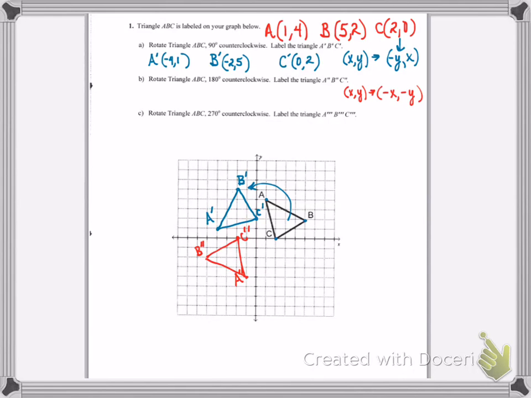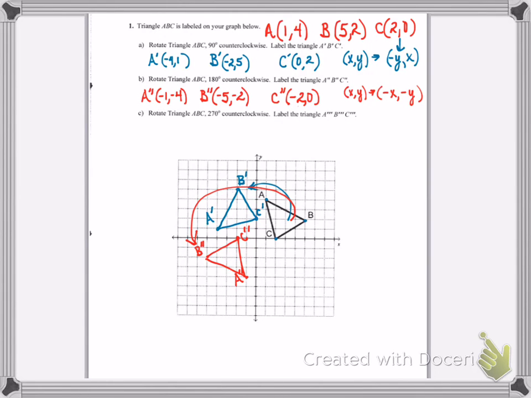So we're taking this triangle originally and changing it a whole half of the clock, 180 degrees. The ordered pairs one more time. A is at -1, -4. B is at -5, -2. And C is at -2, 0.